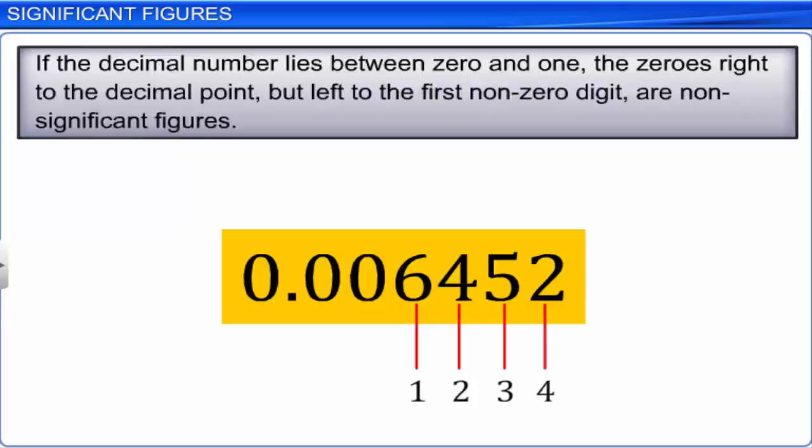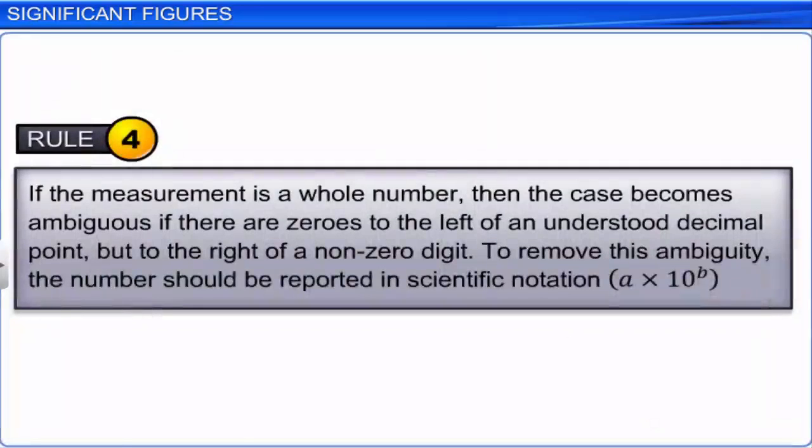The fourth rule states that if the measurement is a whole number, then the case becomes ambiguous if there are zeros to the left of an understood decimal point, but to the right of a non-zero digit. To remove this ambiguity, the number should be reported in scientific notation. That is, A into 10 raised to power B.